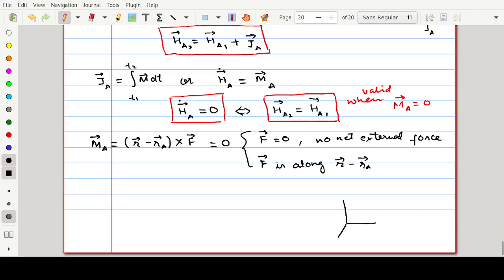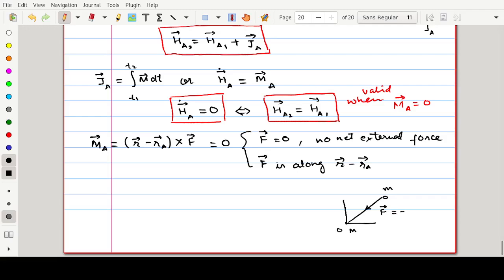Suppose this is my coordinate system. Let me stick with 2D only. This is the origin. There is some mass here, say for example a large mass here and a small mass m here, and this is the force of gravity acting on them. I will not write the expression for force, I will just write F.